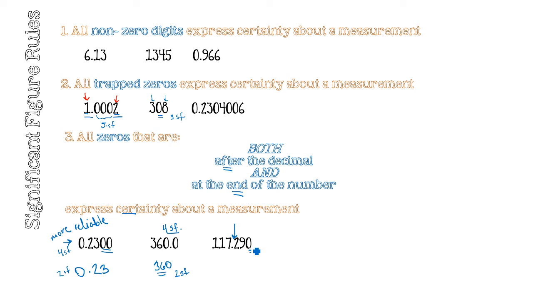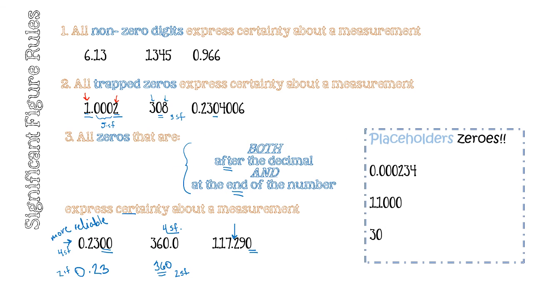These are significant zeros. So we just have to make sure that when we're evaluating zeros, we either know that they're trapped, we know that they apply to this very specific rule, or if none of those things are true, then they're probably placeholder zeros. Placeholder zeros are important, but they are not significant. They're not adding reliability to a measurement. So if we look over here, we've got these 3 zeros. They are after the decimal. That's looking good, but they are not at the end of the number, right? We didn't tag them onto the end, so they're not significant. They do not follow the significant rules.